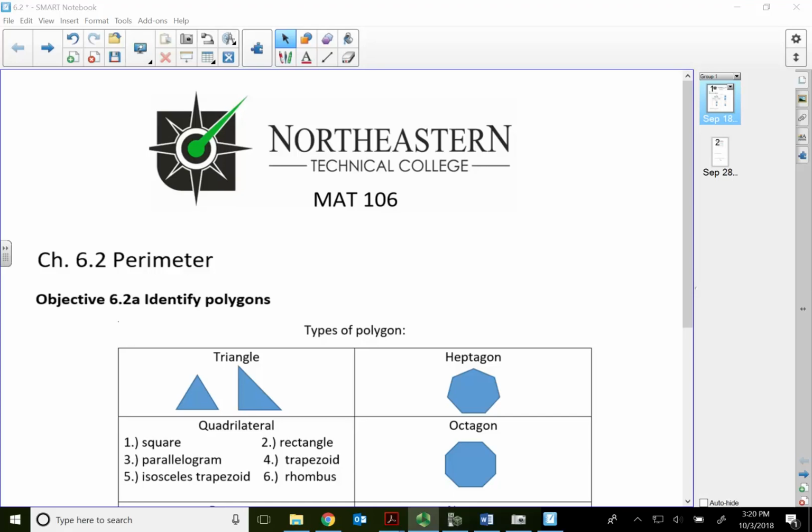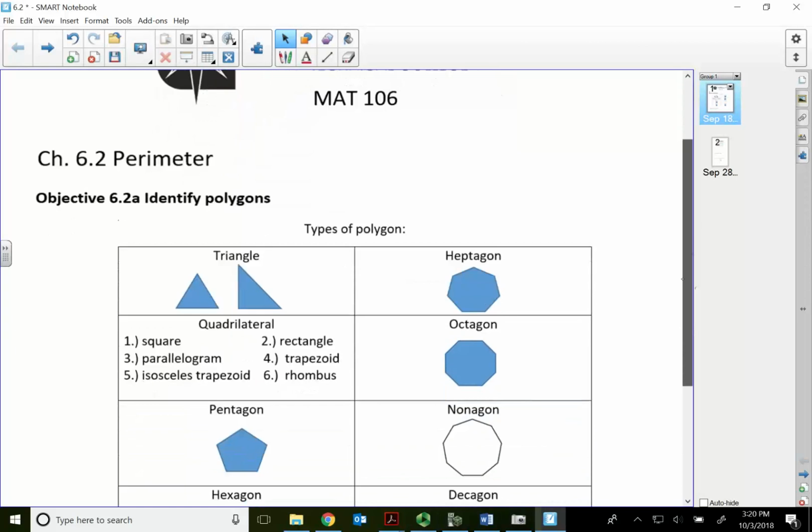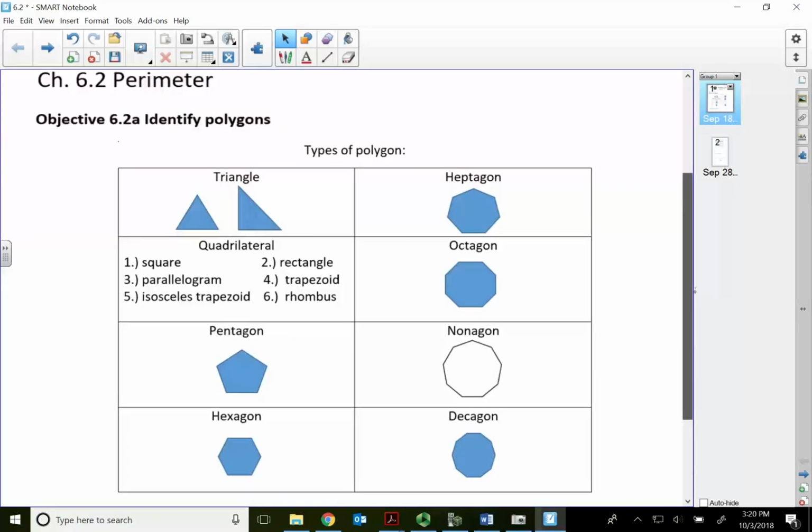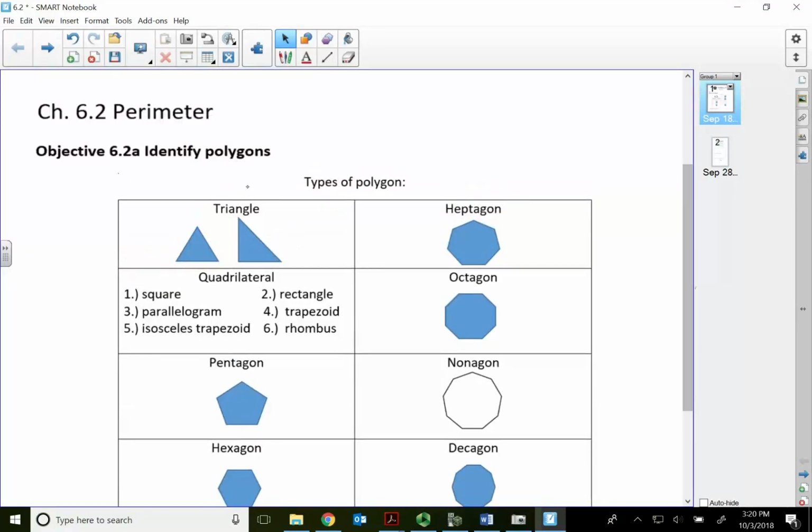Welcome to module 6.2. Let's take a look at perimeters. Before we talk about perimeter, let me identify this word called polygon. A polygon means our different shapes, just like the triangle we have.